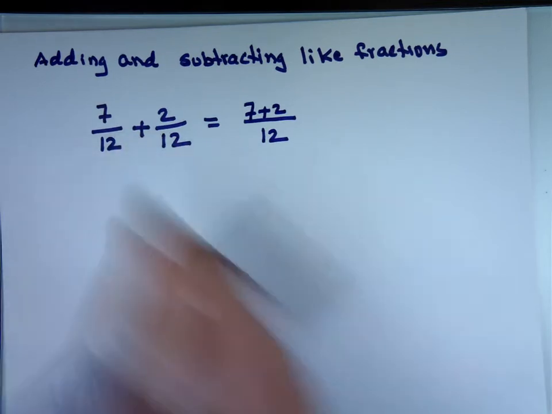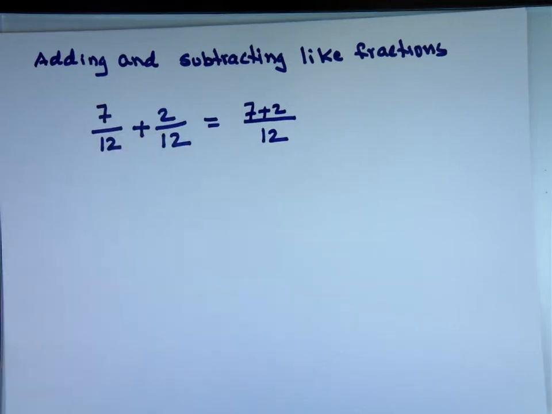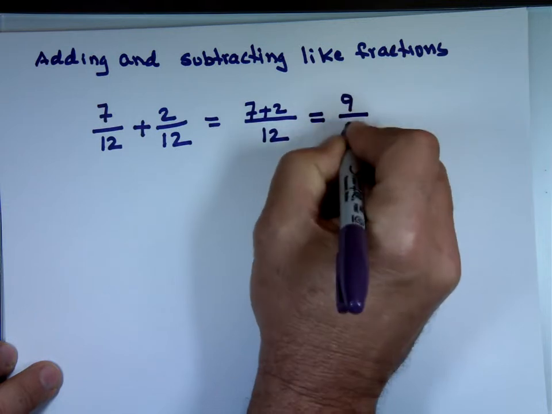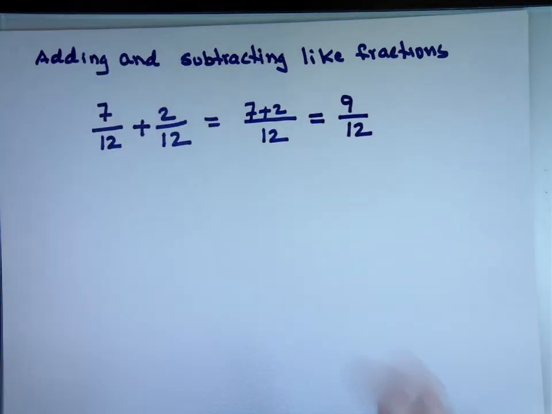If the bottom is the same. If it's not the same, it's a different story. We'll get to that shortly. What's 7 plus 2? 9 over what? 12.